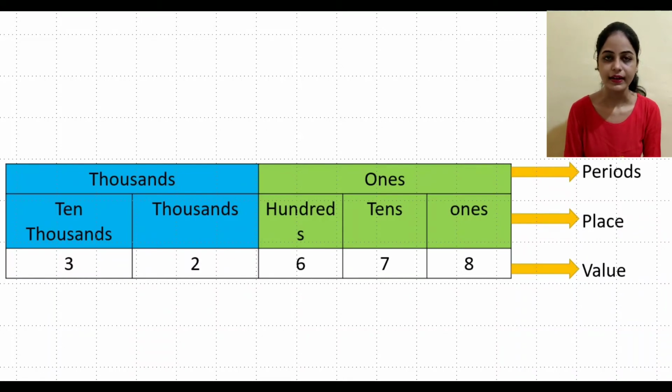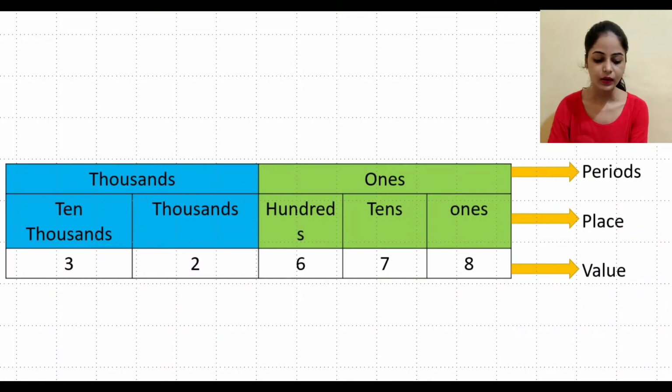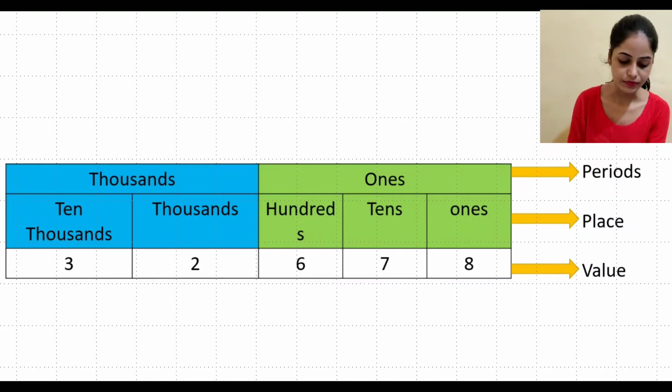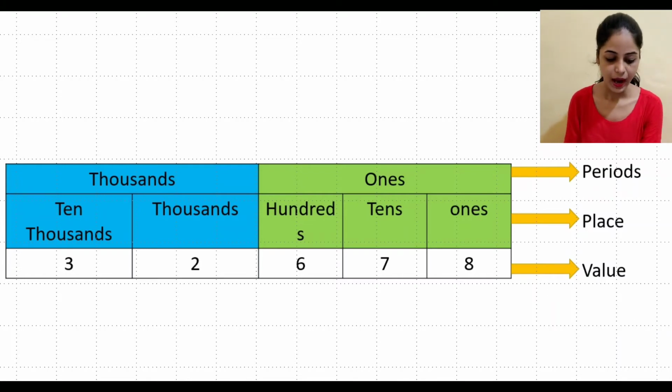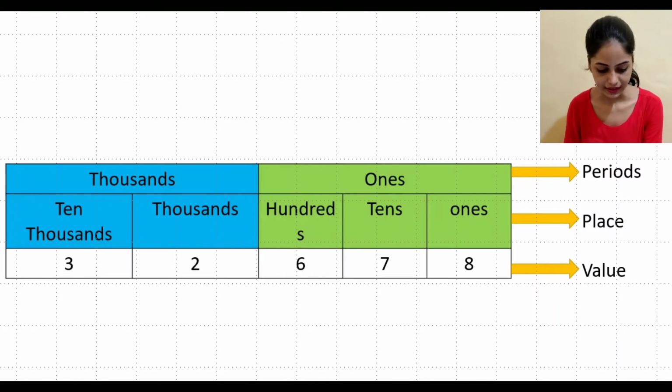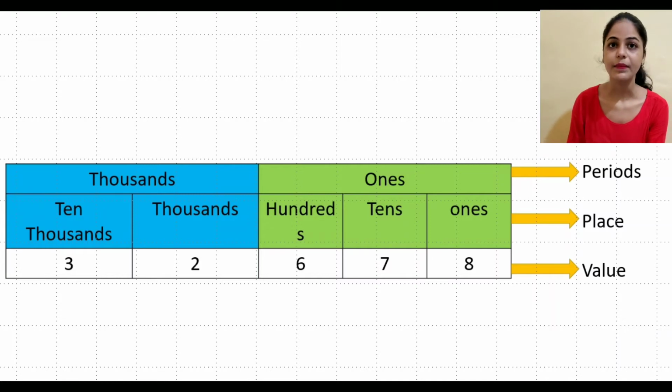Let's look at another place value chart. Here the ones period has 3 places, ones, tens and hundreds, and the thousands period has 2 places, thousands and ten thousands. A place value chart helps us in reading large numbers, that is 32,678, the number which was assigned to Rahul by Atul.